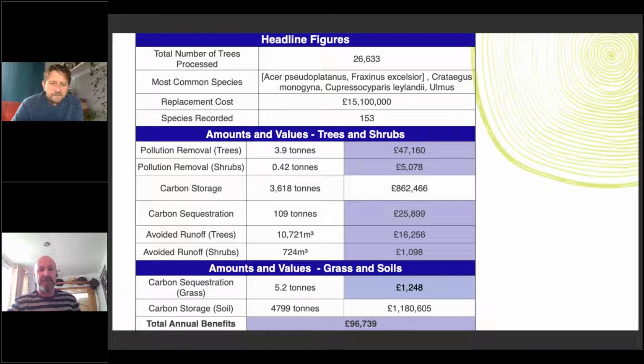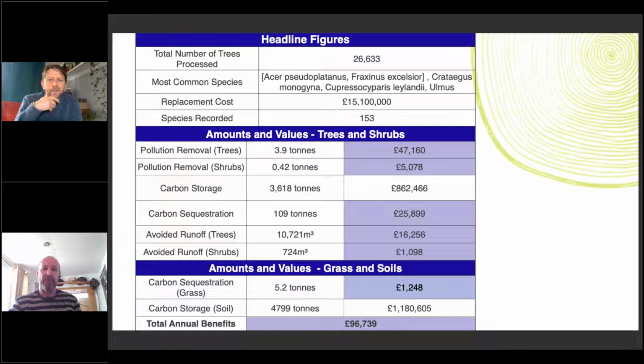I think pollution removal is a really important one. We've got properties now in a lot of the big cities in the southwest: Plymouth, Exeter, Bristol, Bath. So to see the volume of pollution removal and the value of that was really interesting. Carbon, as I say, 109 tons a year, roughly over 100 diesel vans. That was a really interesting figure as well.